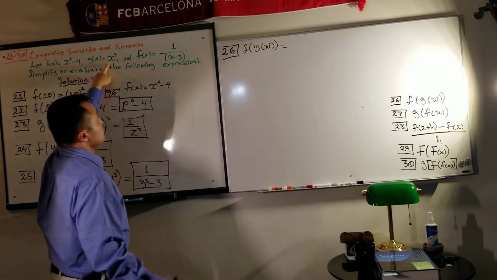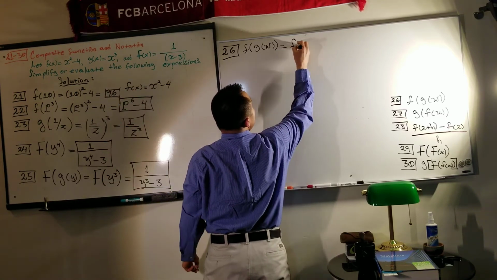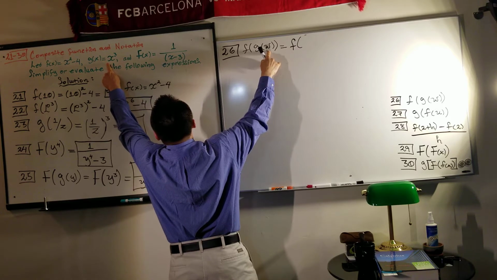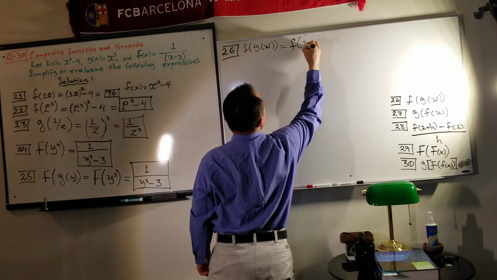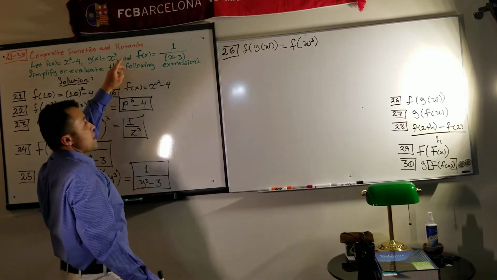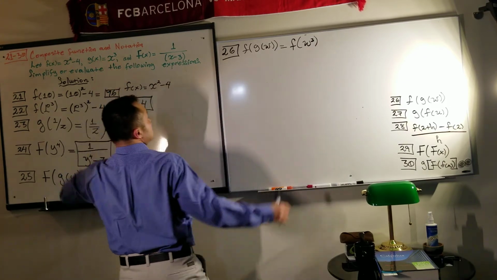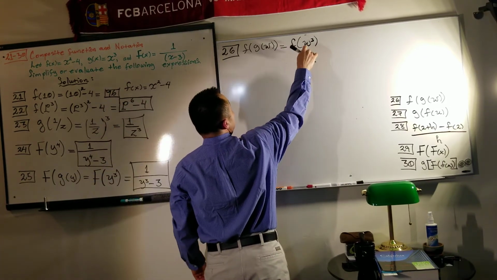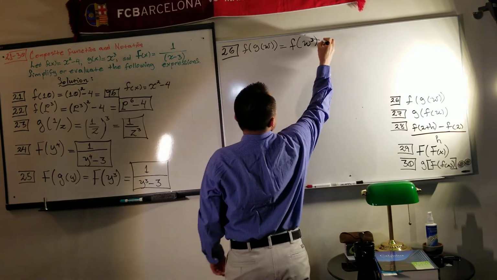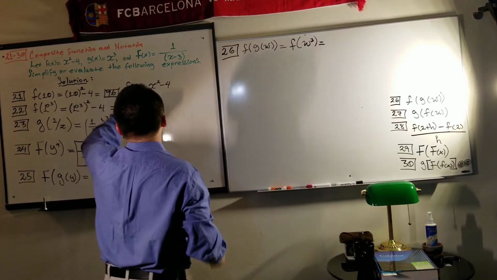So g of w is gonna be equal to w to the cube, right? So all we have done is just substitute the value of x for w. Then we have that f of w to the third is, so let's see where f of x is.